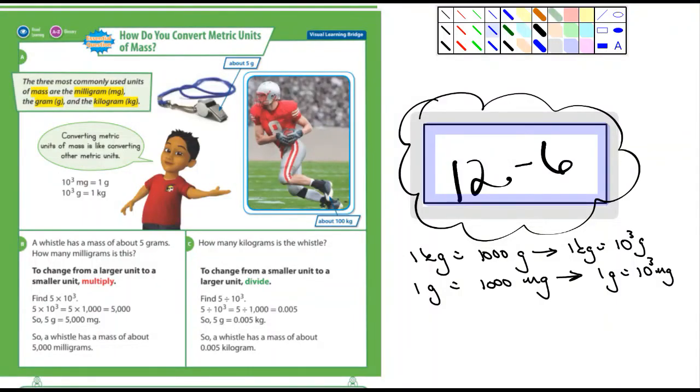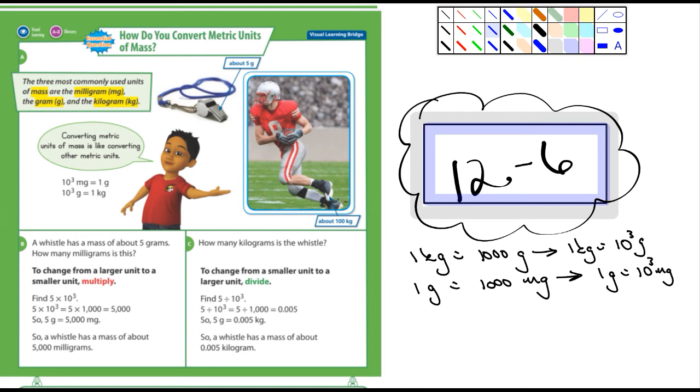Okay, fifth graders, we're on 12-6 now, and we're talking about converting units of mass, which is another way of saying weight. And the units we're going to be talking about are milligrams, abbreviated mg, grams, abbreviated with the letter g, and kilograms, abbreviated with the letters kg.